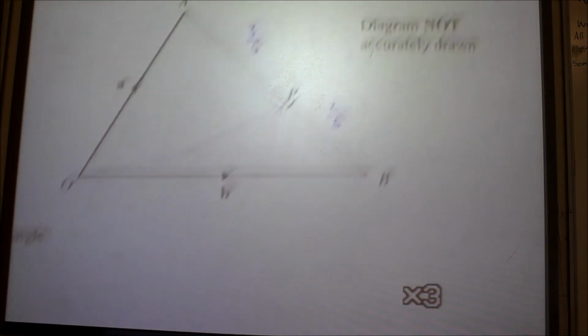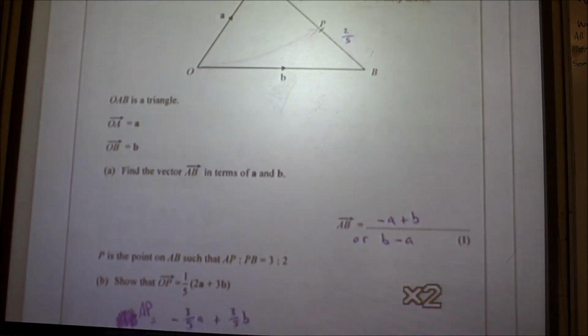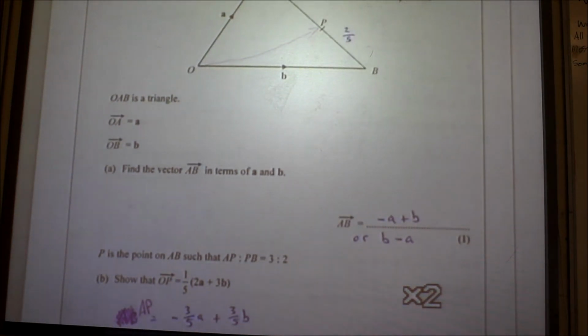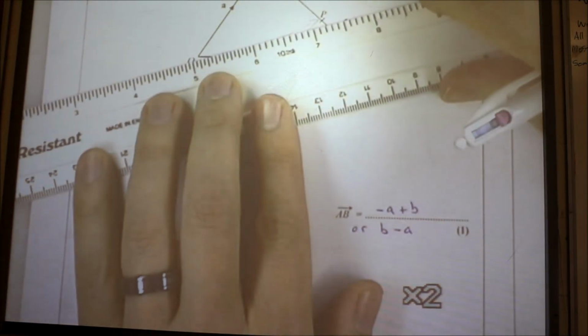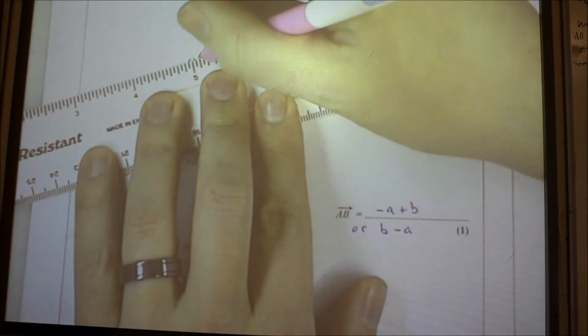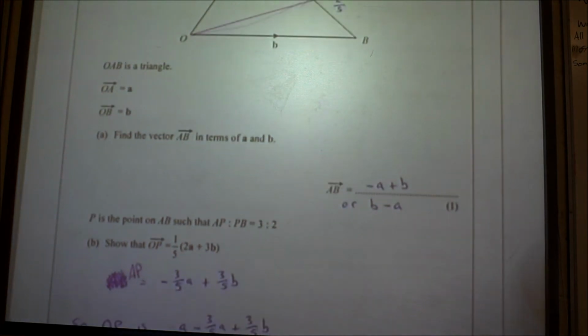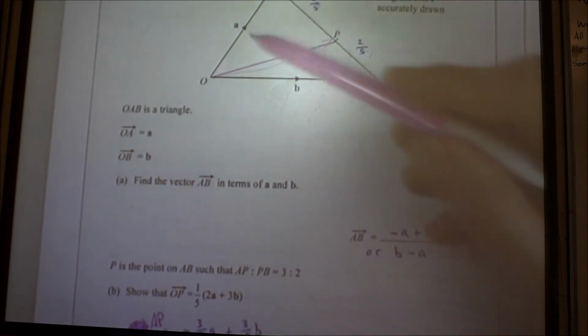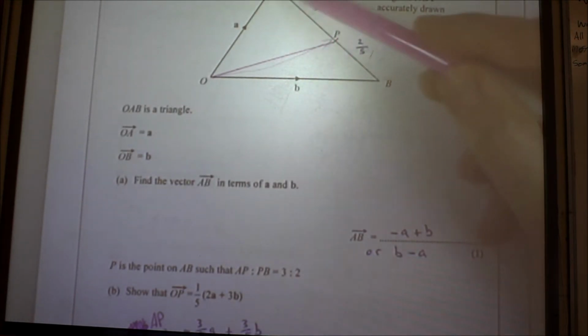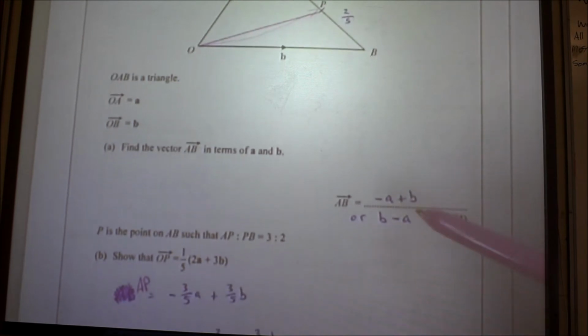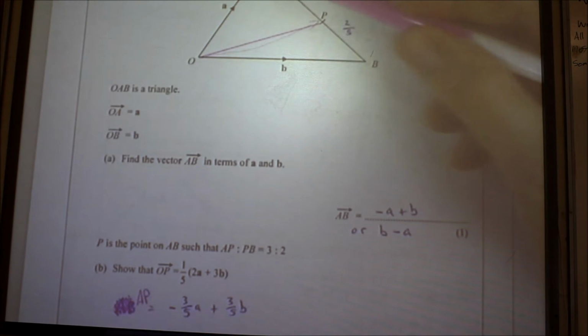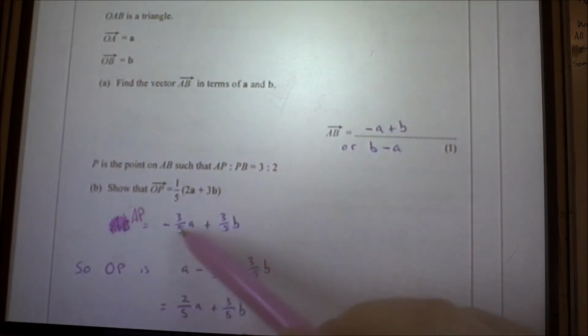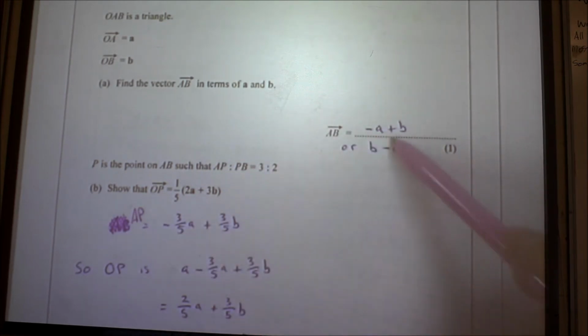Show that OP, this line I'm going to draw here, show that OP is a fifth, 2A add 3B. Right, what I've done, I know that AP is 3/5 of this here, because AB is all the way and A to P is just 3/5 of that way. So AP is minus 3/5 A, add 3/5 B.